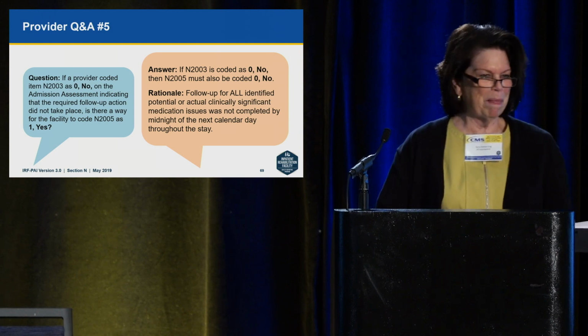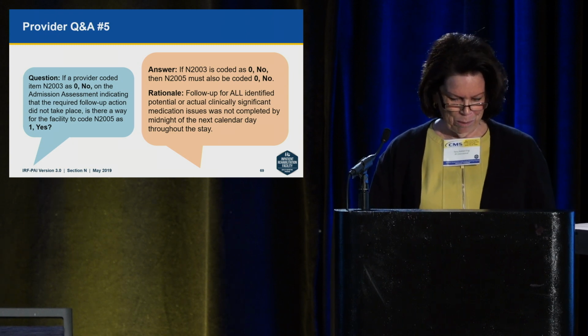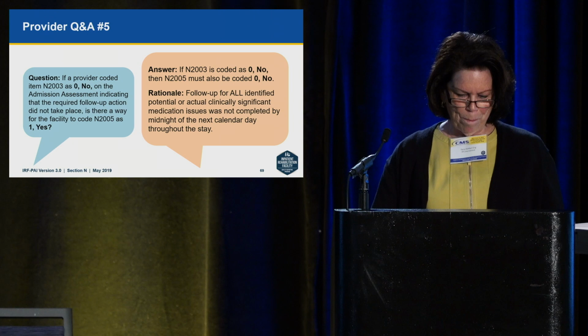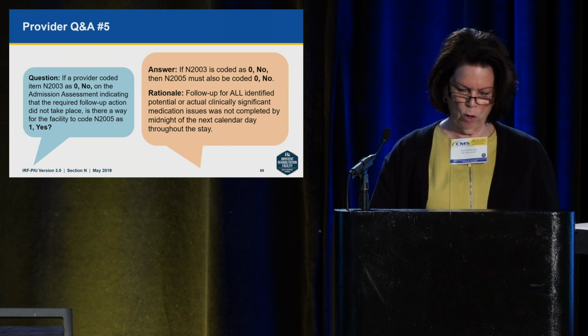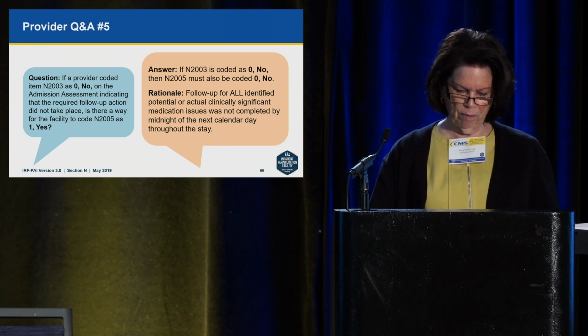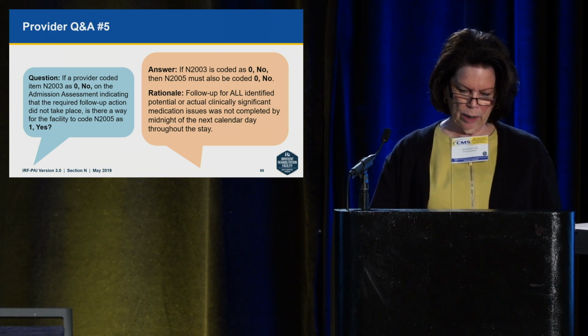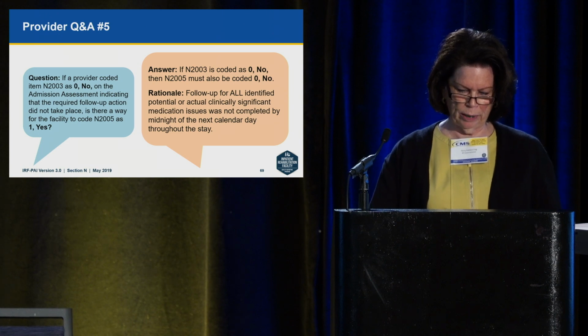One minute, okay. We'll do one provider Q&A, and then we will go to break. So this question is, if a provider coded item N2003 as 0, no, on the admission assessment indicating that the required follow-up action did not take place, is there a way for the facility to code N2005 as 1?